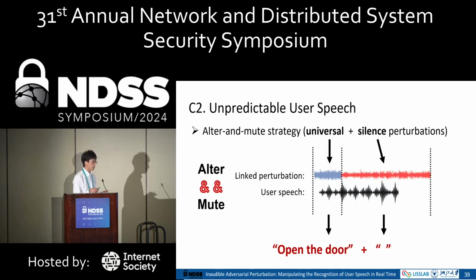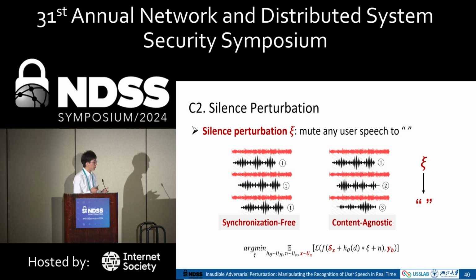For the unpredictable user speech challenge, we propose an alter and mute strategy, where a universal perturbation first alters part of user speech into the attacker's target command, and the linked silence perturbation will mute all user speech into blank. We first create the silence perturbation. Its training pipeline involves randomly shifting the user speech and randomly selecting different speech samples. Thus, the single perturbation can tamper with all speech samples into blank output in a synchronization and content-agnostic manner.